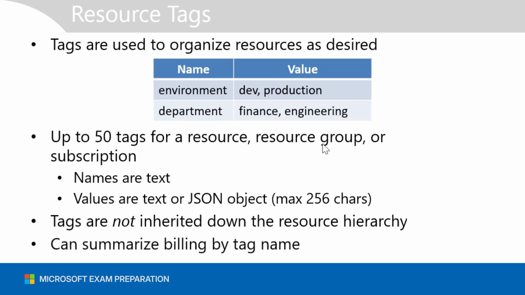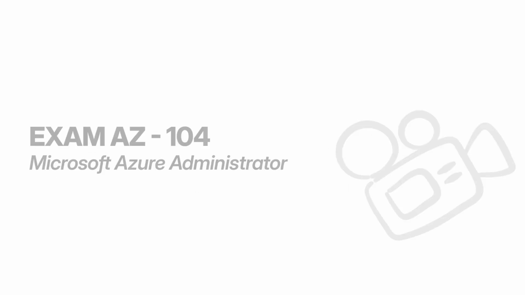And when we talk about costing for subscriptions at the end of this lesson, we will see that you can summarize things by tag name. So having things like an environment or department as tags could make it easy for you to figure out, for example, how much is the engineering department costing us in Azure? Let me show you how to set up tags in the portal.